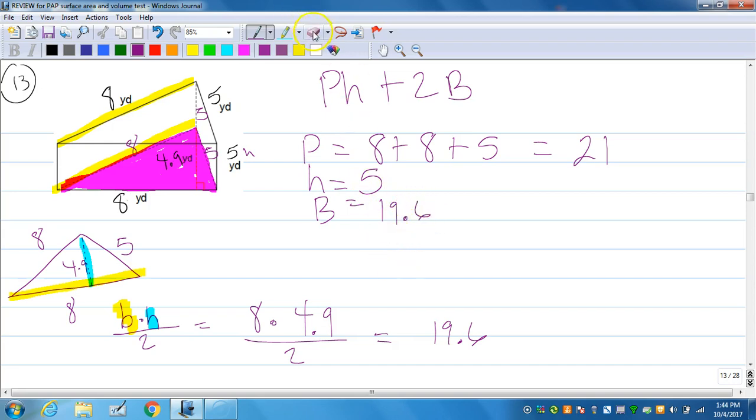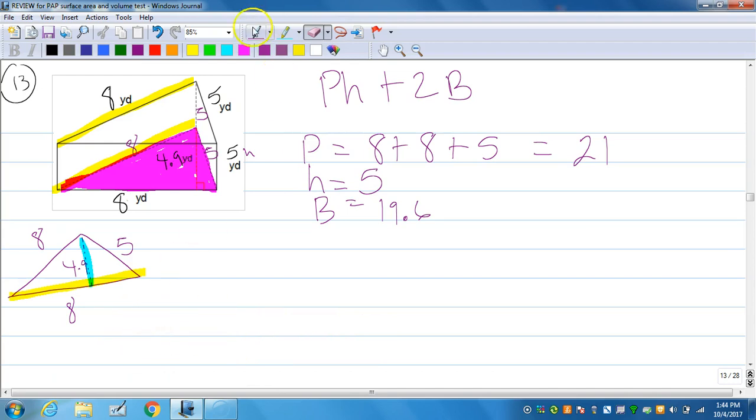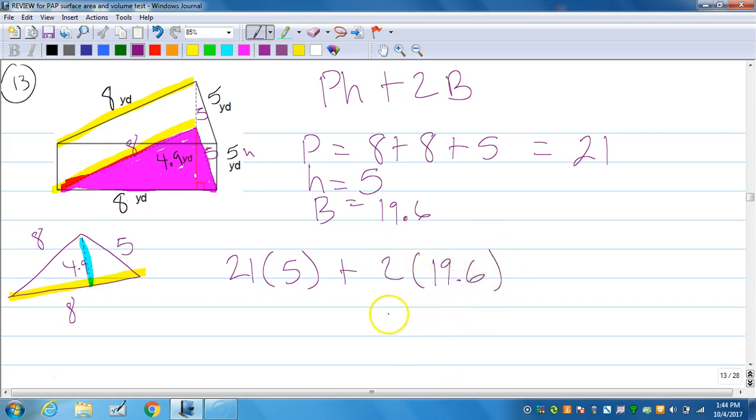Then we plug in the numbers into the formula. So the perimeter is 21 times my height, which is 5, plus 2 times the B, which is 19.6. And put that in the calculator. 144.2.